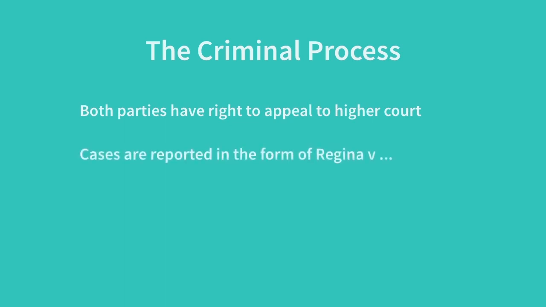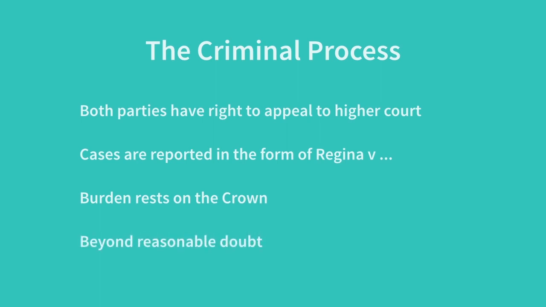Criminal cases are reported in the form of Regina v. Regina is simply Latin for queen, and case references are usually abbreviated to R v. The burden in proving and bringing a case rests on the Crown, and this is not an easy task. Beyond reasonable doubt means that the jury must have no reasonable doubt in their mind that the defendant is guilty of the crime he is being tried for.